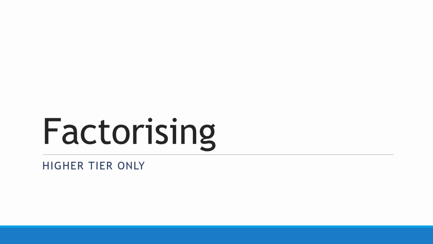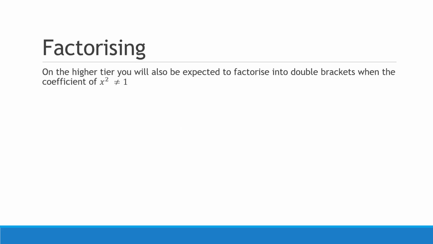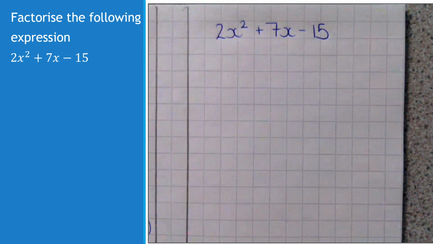So in this video we are going to continue on with the work that we did from factorising in the foundation and higher tier video, but we're going to look at examples that are specifically on the higher tier paper only. So these questions are specifically questions where your coefficient of x squared is bigger than 1, so 2, 3, 4, 5, etc. And that's when we're looking at factorising into double brackets.